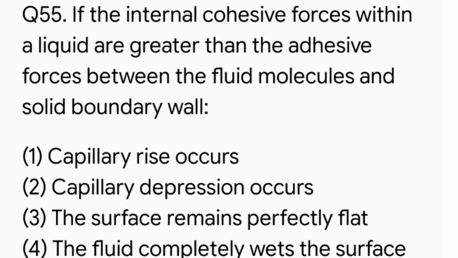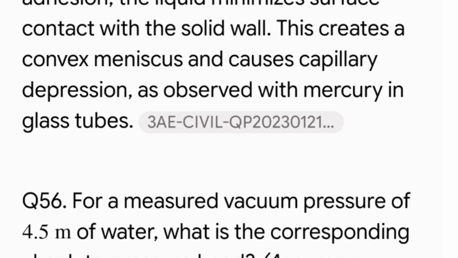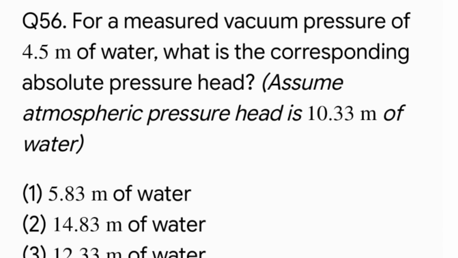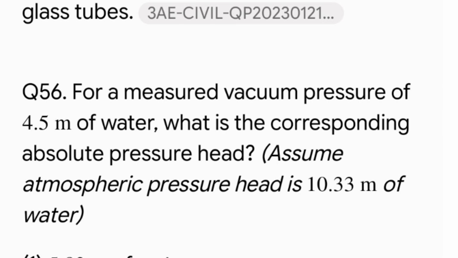Next question. If the internal cohesive forces within a liquid are greater than the adhesive forces between the fluid molecules and a solid boundary wall, then. Correct answer option 2, capillary depression occurs. Next question. For a measured vacuum pressure of 4.5 meter of water, what is the corresponding absolute pressure? Correct answer option A, 5.83 meter of water.